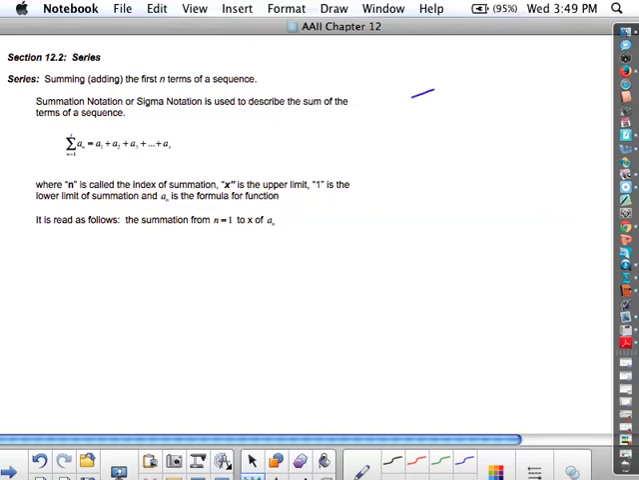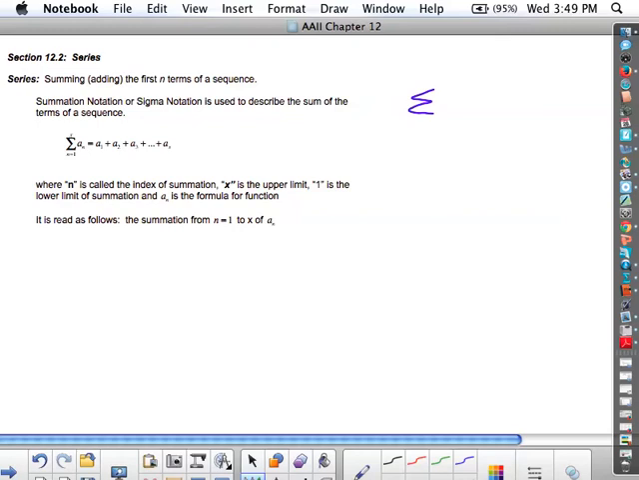And you might see sigma on a spreadsheet package like Excel. If you wanted to sum a column of numbers, you'd click on sigma and it would highlight so that you could see the numbers and then just highlight the ones you want to add up. So it just means to add them up.